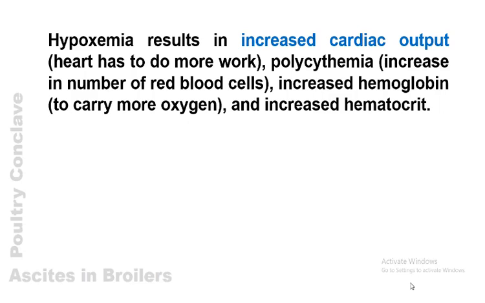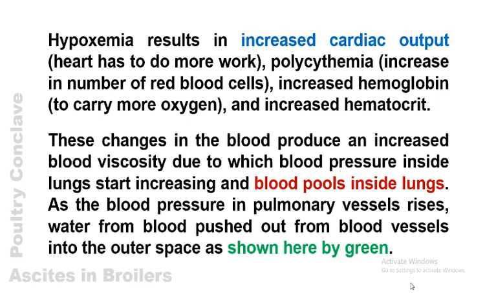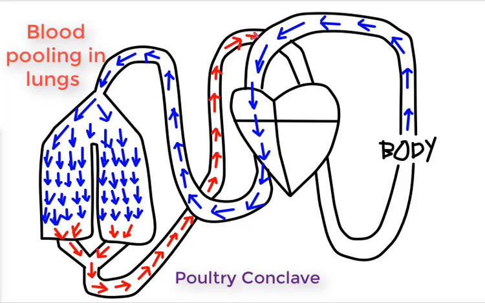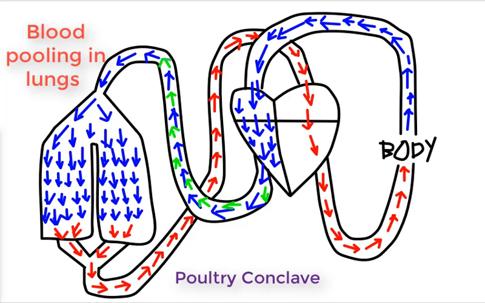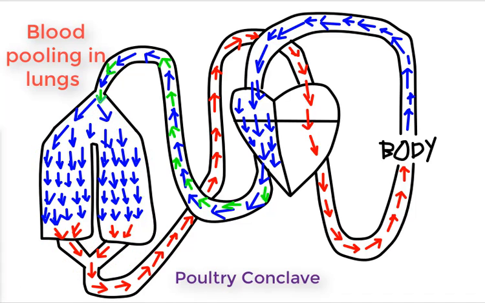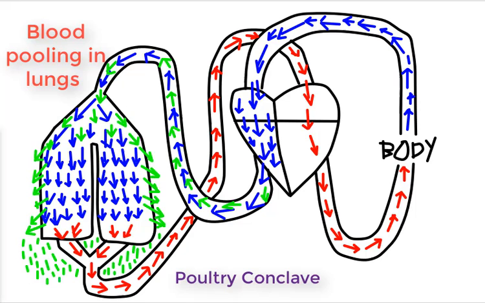Polycythemia, which means the number of red blood cells increases, and increased hemoglobin to carry more oxygen, along with increased hematocrit. These changes in the blood produce an increased blood viscosity. The viscosity of blood increases, due to which blood pressure inside the lungs starts increasing and blood pools inside the lungs. The blood starts collecting in the lungs. As the blood pressure in the pulmonary vessels rises, water from blood is pushed out from the blood vessels into the outer space, as shown here by the green. Workload of the heart increases in case of ascites when blood pauses inside the lungs for more oxygenation.